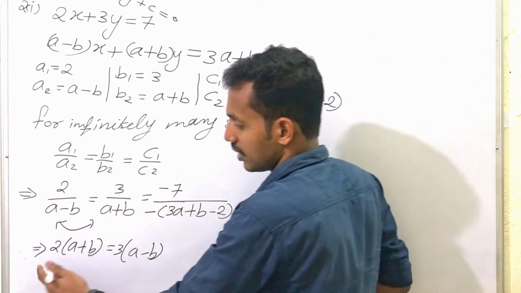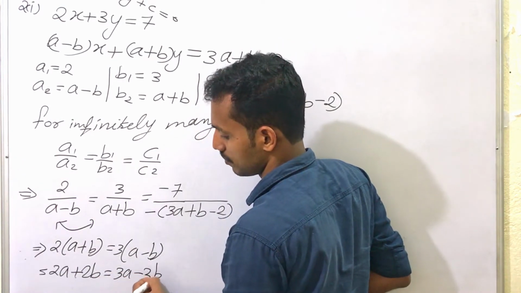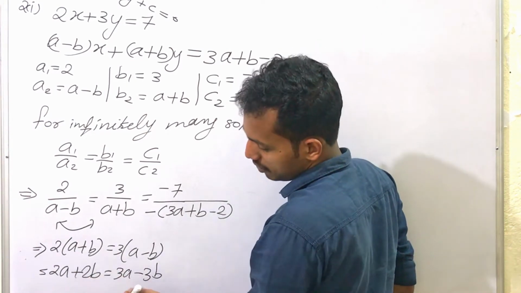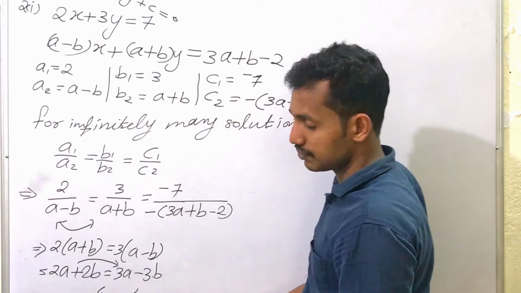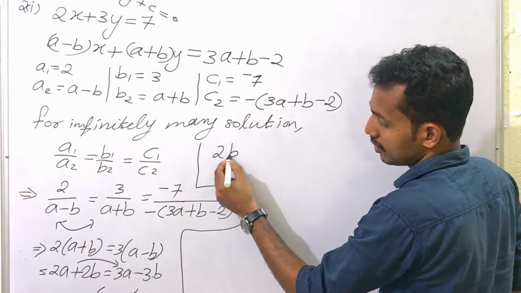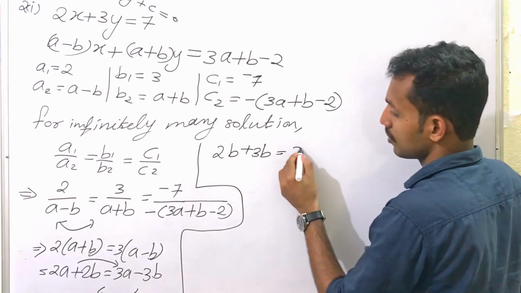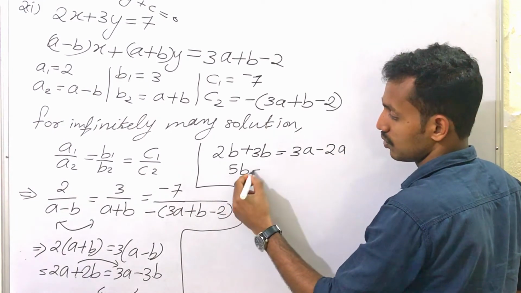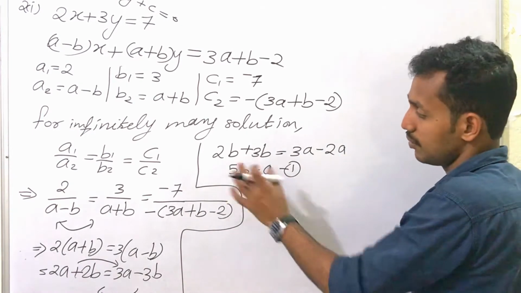Clear? Just expand it, which is equal to 2a plus 2b equals 3a minus 3b. Then take the b terms to the right side and a to the left side. So what will we get? 2b minus 3b, taking it to the left side, it will be plus 3b is equal to 3a, and plus 2a when we take it to the right side, it will be minus 2a. So 5b is equal to a. Equation number 1 we have got. One relation we have got between a and b.